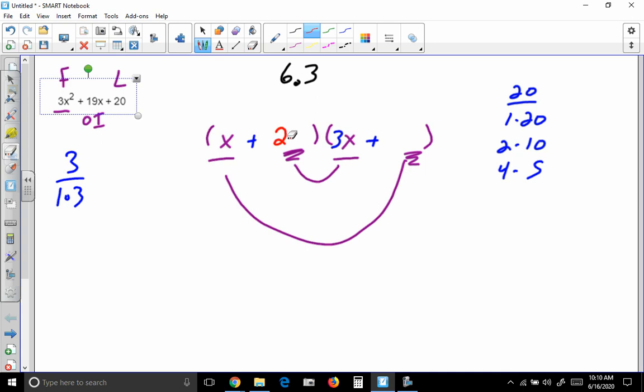If we try the 1 and the 20, we could do a 20 there and a 1 there. That would make our inner product 60x and our outer product 1x. Well, that combines to make 61, not 19.